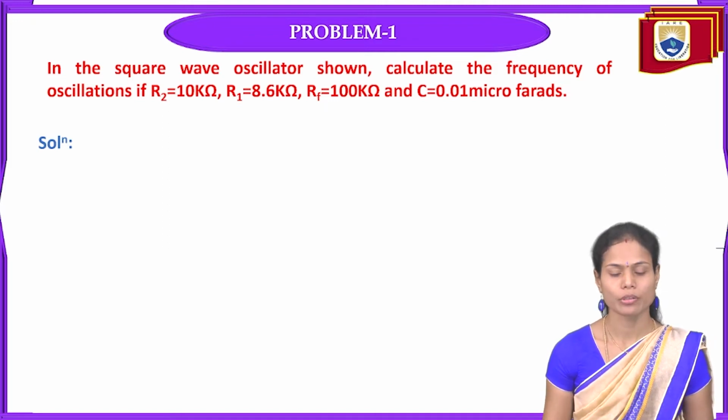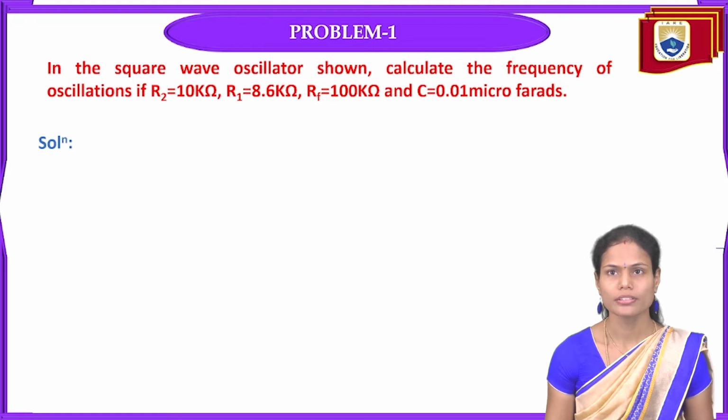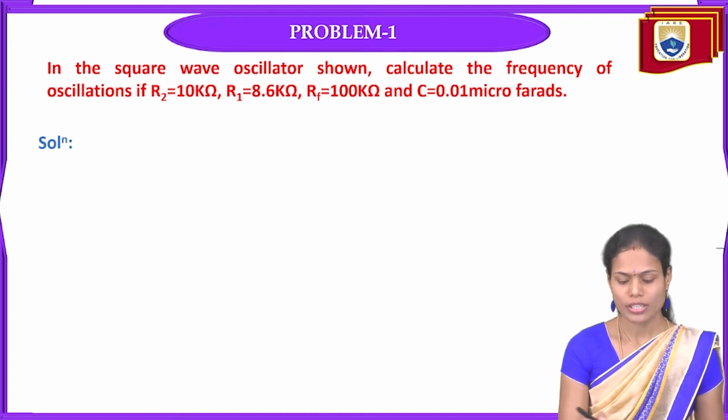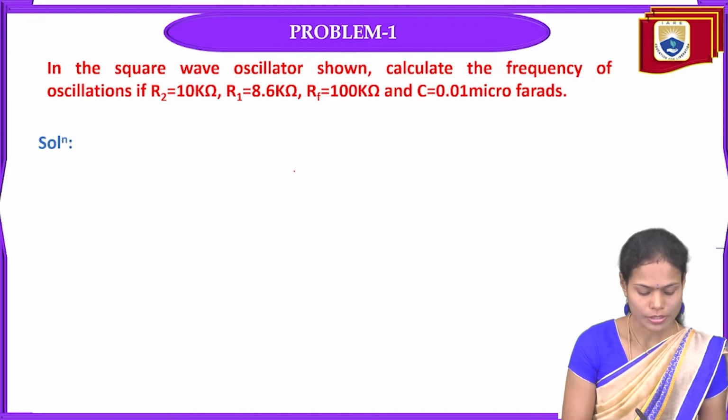While coming to the problems, the first problem is: in the square wave oscillator shown, I'll show the figure, calculate the frequency of oscillations if resistance R2 is 10 kilo ohms, resistance R1 is 8.6 kilo ohms, the feedback resistance RF is 100 kilo ohms, and the capacitance value is 0.01 microfarads.